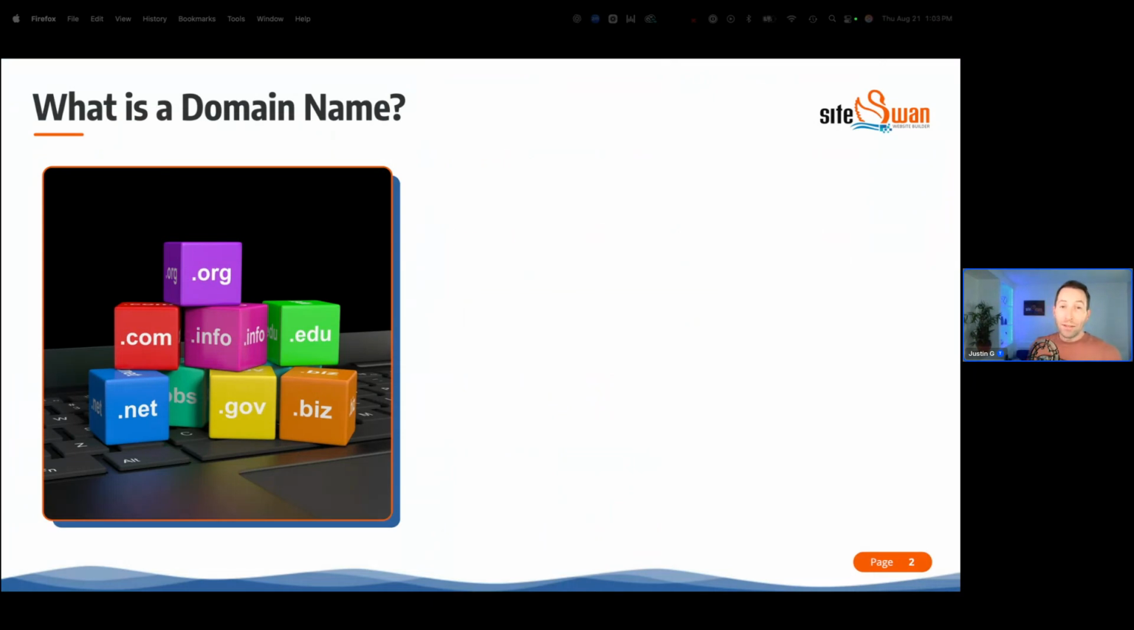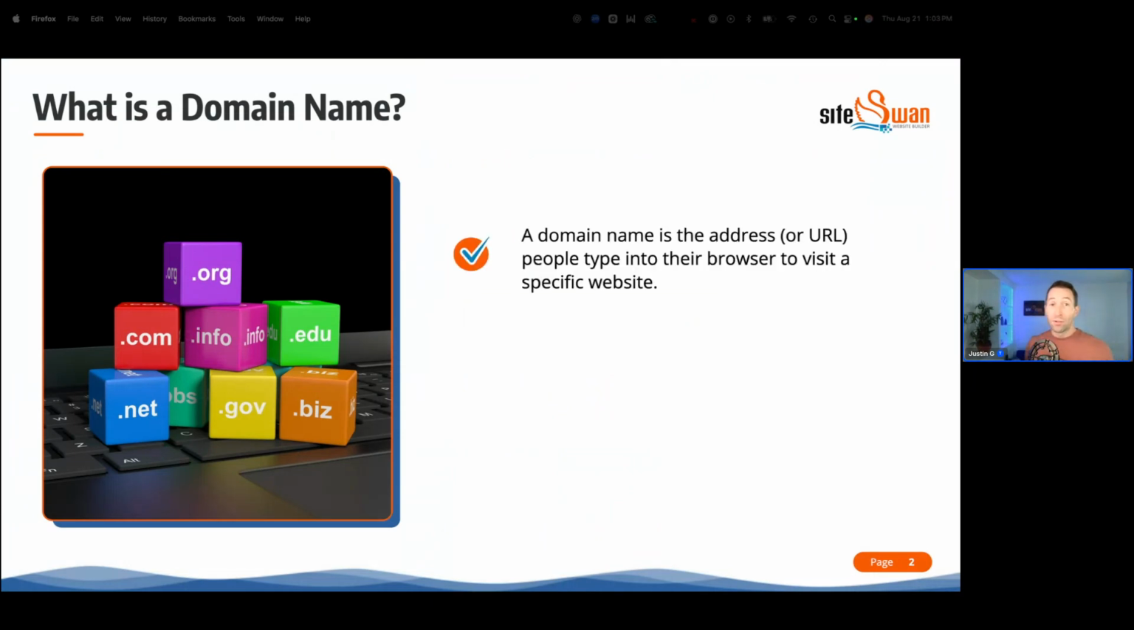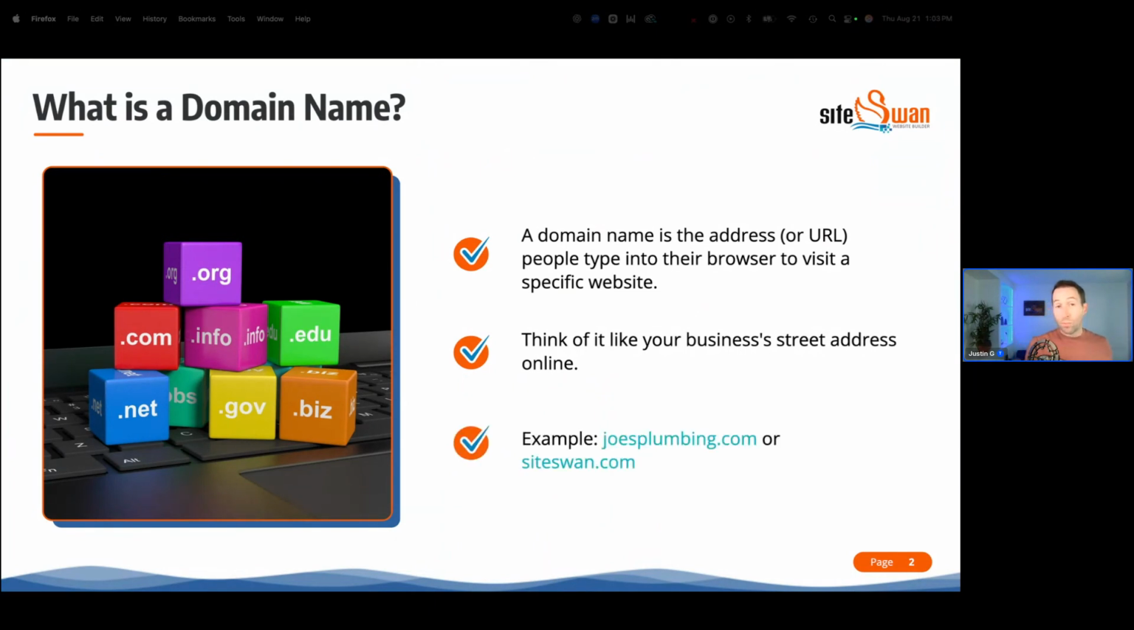So a domain name is simply the address people type into their browser to visit a website. I want you to think of it like a business's street address, but online. Examples include joesplumbing.com. We're going to use that a couple times today, or siteswan.com. It's how people find your site and get to your homepage.